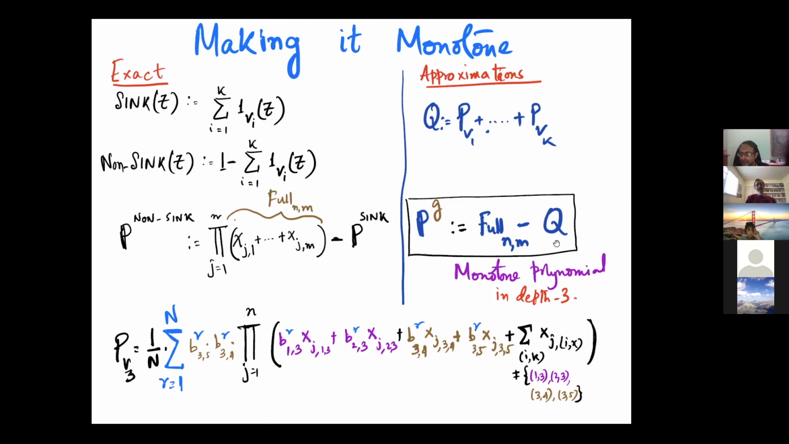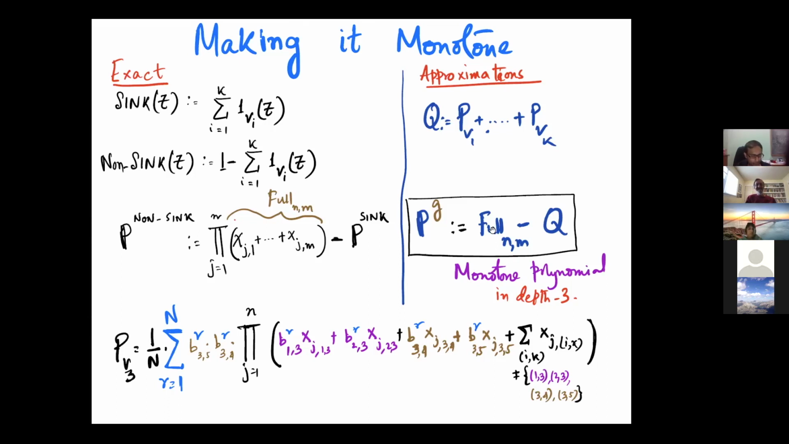This is easy to check because this polynomial Q either had coefficients 1 or very close to 0. So if you subtract it, it cannot become negative because all the monomials in the full polynomial had coefficient 1. So this makes it a monotone, an honest to God monotone polynomial, which is now closely approximating the non-sink polynomial. And this is the polynomial that we show has large monotone complexity, but I think I'm way out of time.